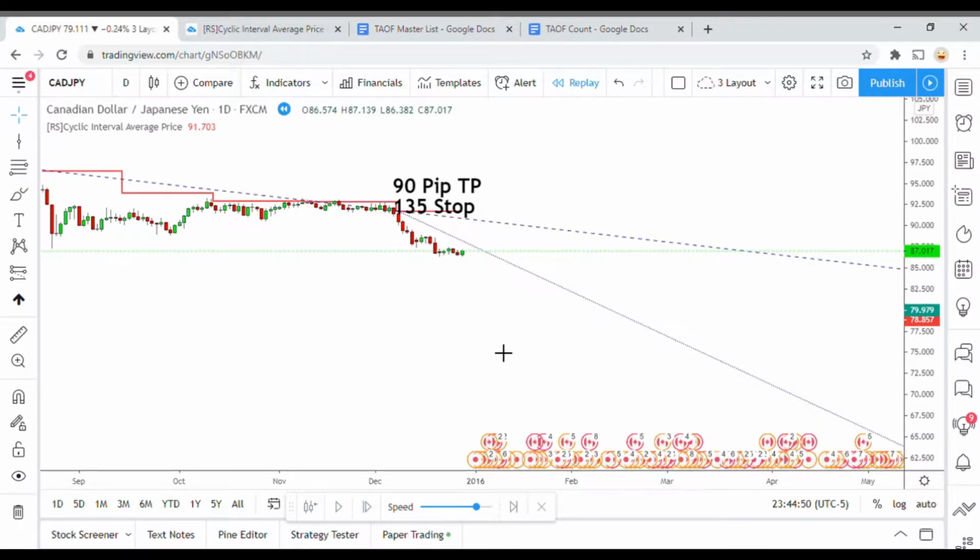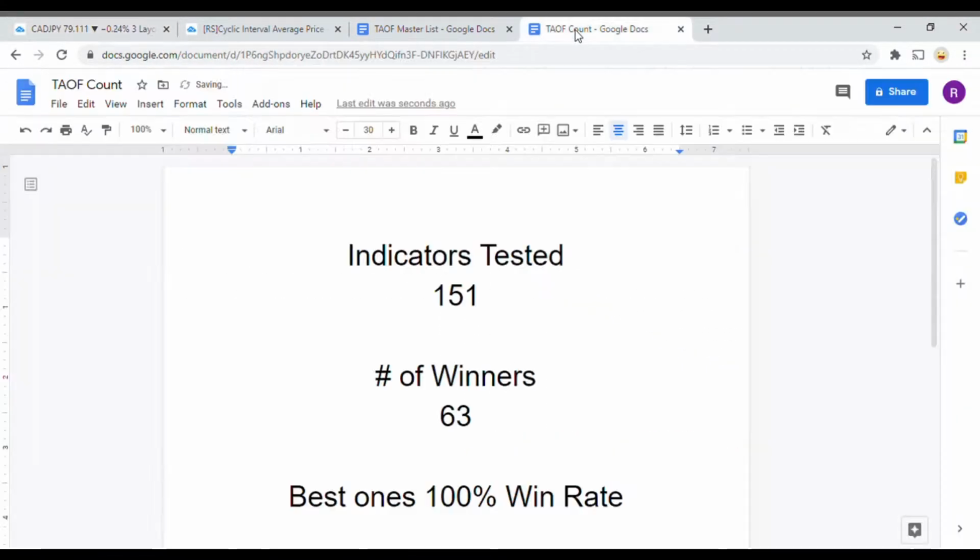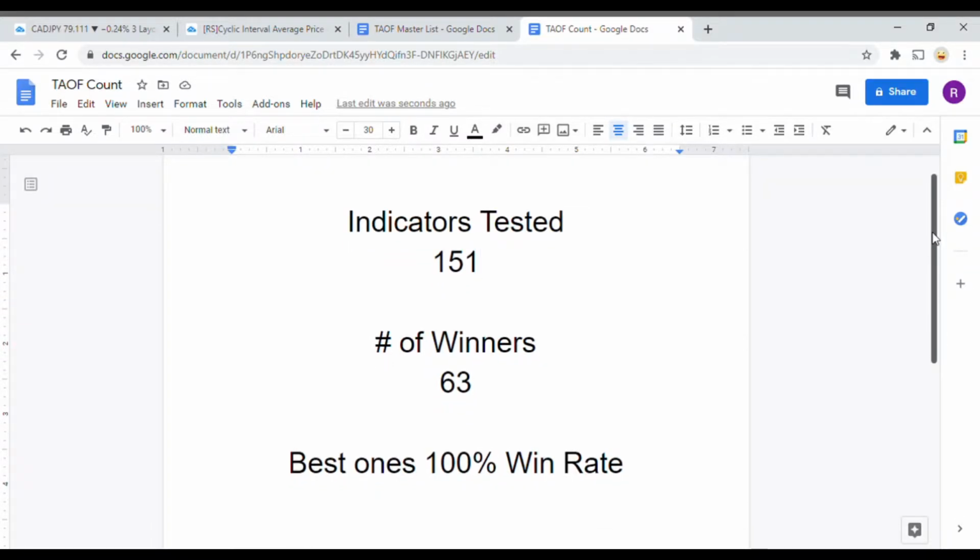All right, as I said, today we will be testing the cyclic interval average price indicator. But before we do, I wanted to put the indicator scoreboard up for everyone to see. So to date, we have tested 151 indicators. And out of those 151 indicators, 63 of them have been winners, which means that they have met or exceeded the 60% win-loss ratio threshold that we have set for them. The best ones so far were able to achieve a 100% win rate.